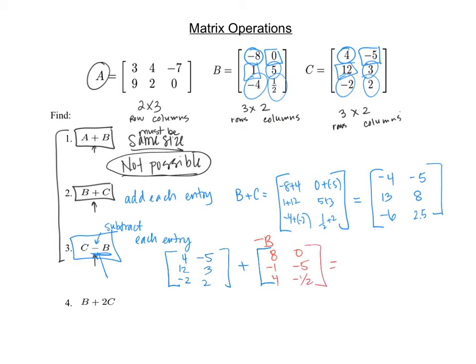And that's just a nice thing to do so that you don't forget to subtract any of them as you combine. So again, entry by entry, 4 plus 8 will make 12, -5 plus 0 is -5, 12 plus -1 is 11, 3 plus -5 is -2, -2 plus 4 is 2, and then 2 plus -1/2, well, that's just going to be 1.5. So we just found matrix C minus B.